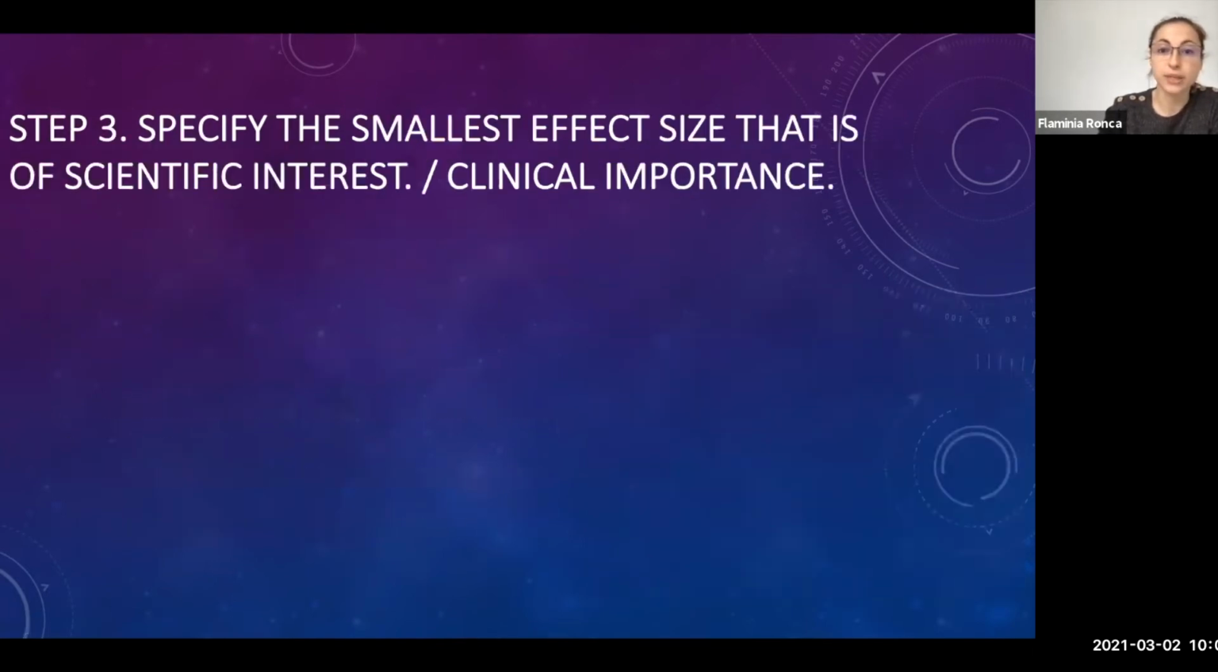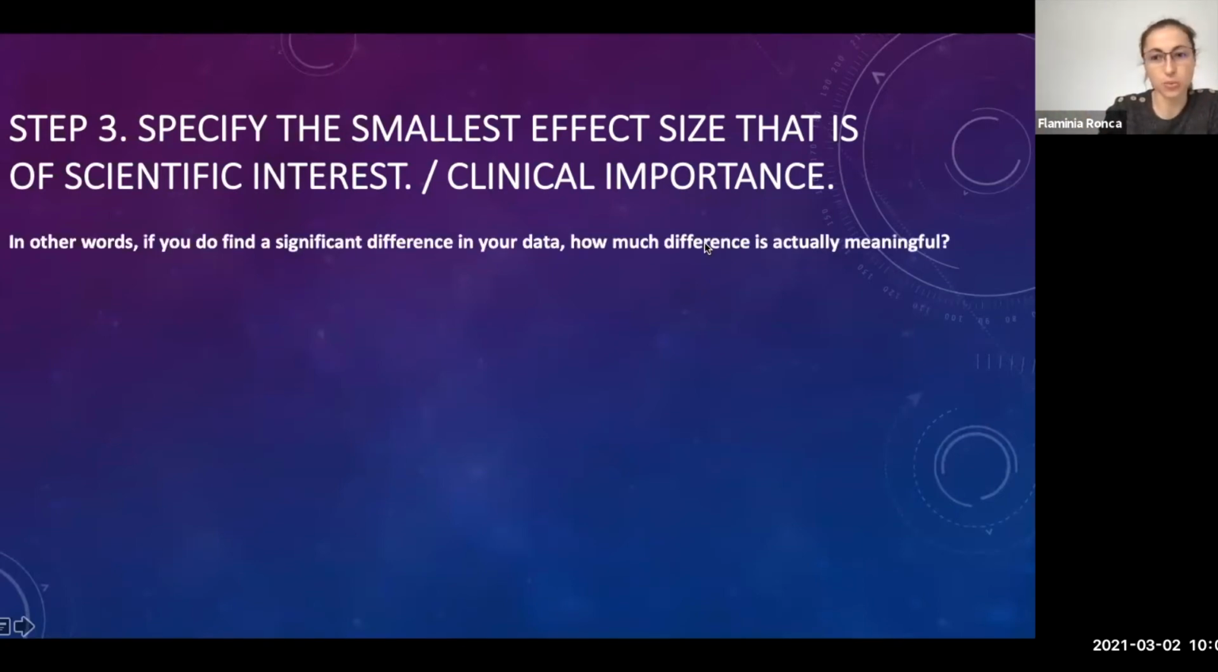Right, so step 3 is where you need to specify the smallest effect size that is of scientific interest or of clinical importance for you. And this is probably the most difficult part of the entire power calculation. What this means is, if you do find a difference or an effect in your treatment, what is that minimum amount of change that you would deem clinically significant or scientifically interesting?